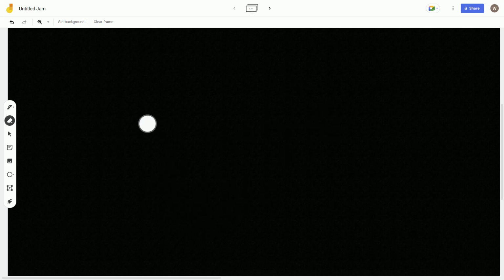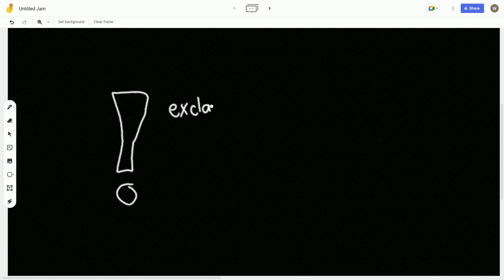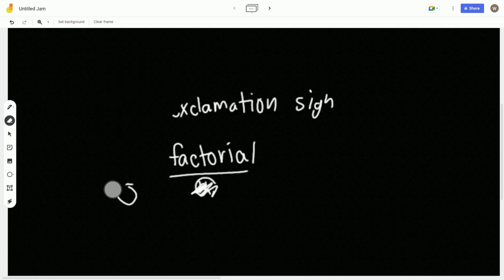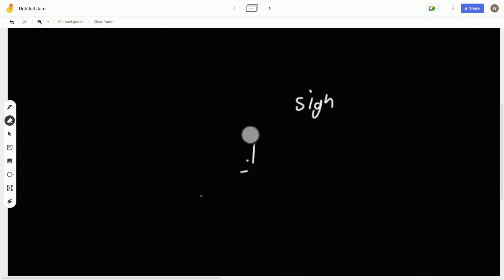So first, basics. This sign is called the exclamation sign in English. But in math, we call it factorial. Now, you probably think this is a fancy word that you've never used before, but it's not that hard. It's really simple once you get the hang of it.